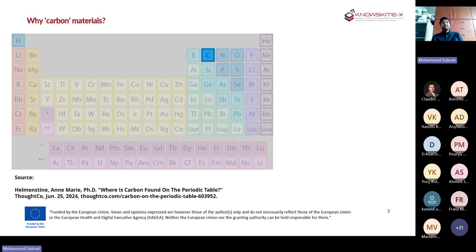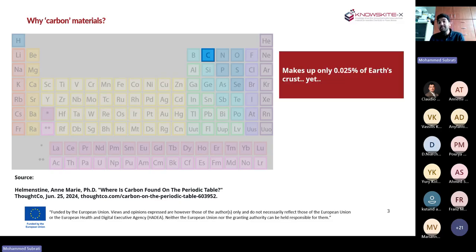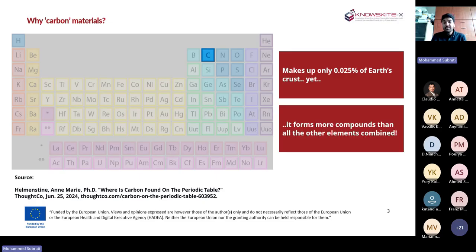So why carbon? What's so special about carbon? Perhaps the most interesting facts for any normal person: the first one is that carbon just barely makes up 0.025% of Earth's crust. So almost nothing, but yet you see it all around you, since it forms more compounds than all the other elements combined, as you can see in the periodic table.